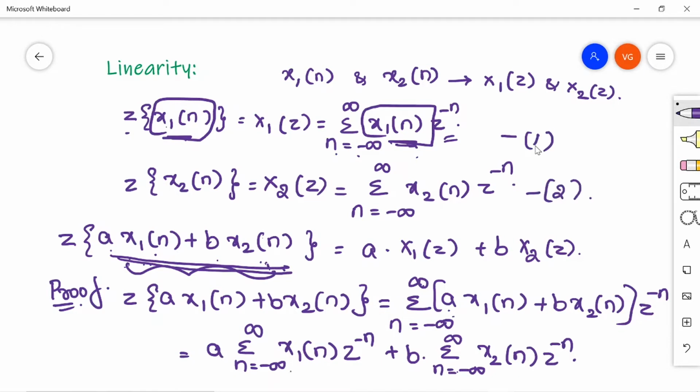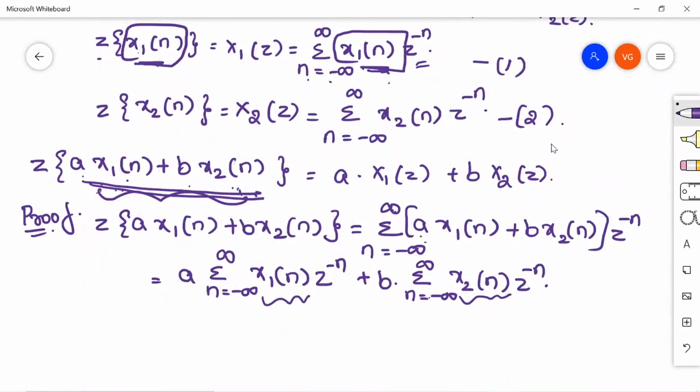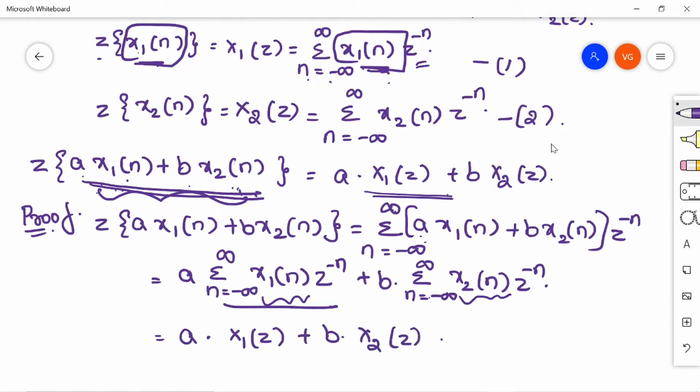Now this is of the form equation 1 and this is of the form equation 2. Now you can replace here, that is A in place of this one. This is nothing but the formula, right? So the Z transform of a x1 of n plus b x2 of n can be written as A X1 of z plus B X2 of z. So this is nothing but your linearity property. What is the property saying? That is what we got, right?